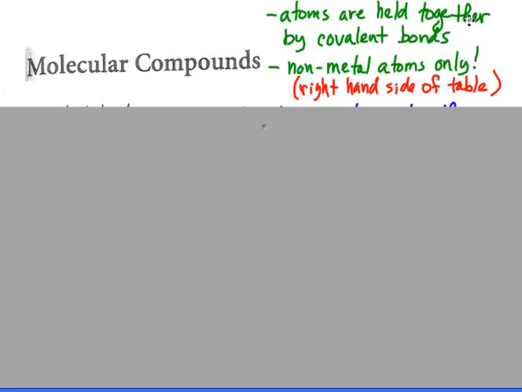Welcome back, Science 10. Today we'll look at the next part of your booklet in the CR1 section, molecular compounds. So a couple of notes here to make. Molecular compounds are atoms that are held together by what is referred to as covalent bonds. And these types of atoms that make up molecular compounds are the non-metal atoms only. So those ones that you find over on the right-hand side of the table.